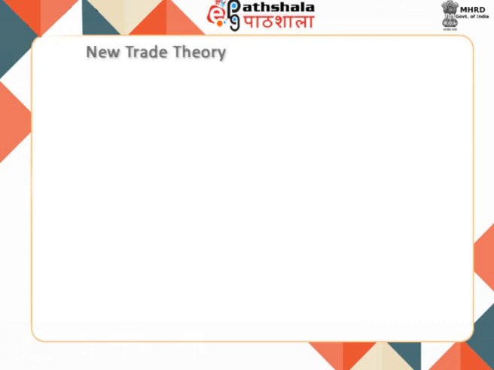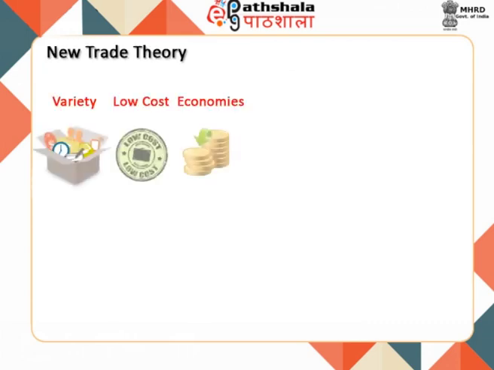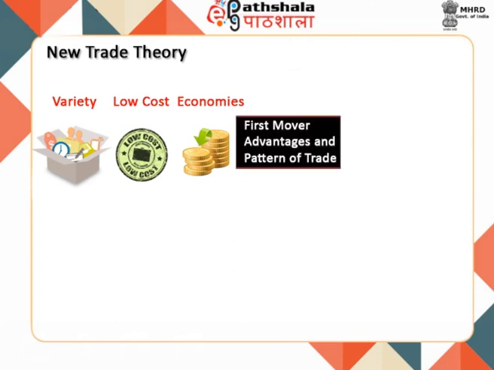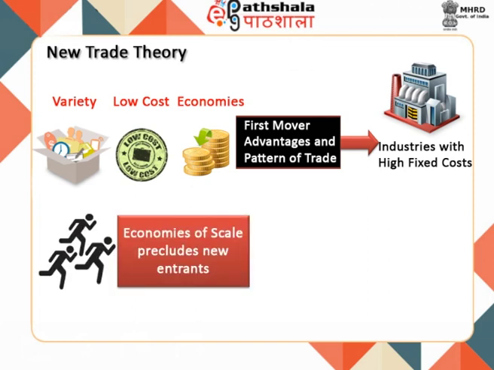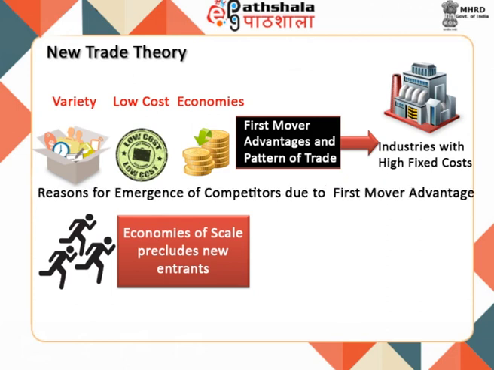The new trade theory focuses on two points: increasing product variety and reducing cost, and economies of scale, first mover advantages, and pattern of trade. Thus, this theory requires industry with high fixed cost. In industries where there are substantial economies of scale, the world market will profitably support few firms. Competitors may emerge because of first mover advantage.